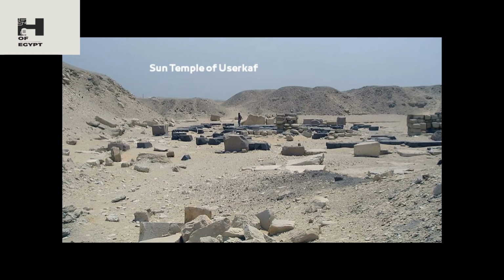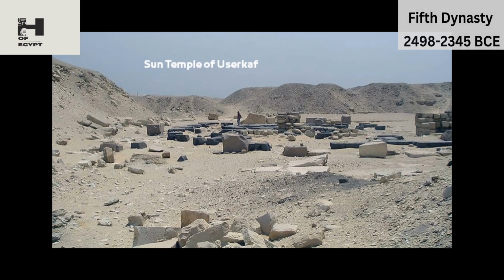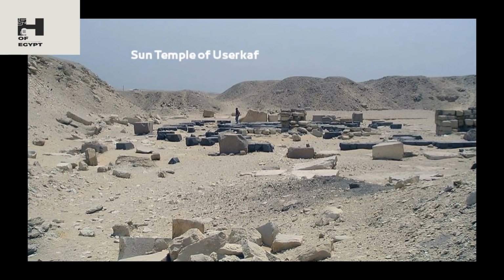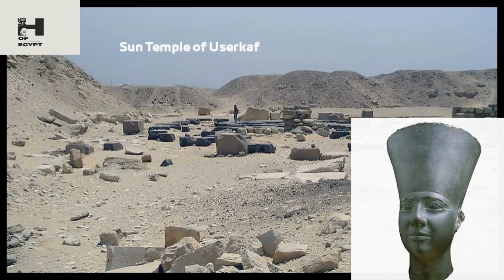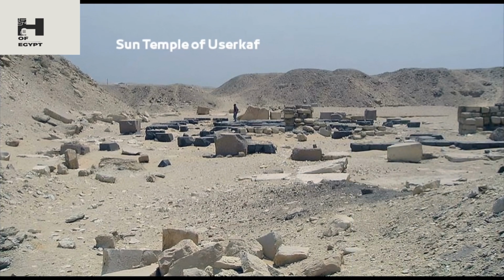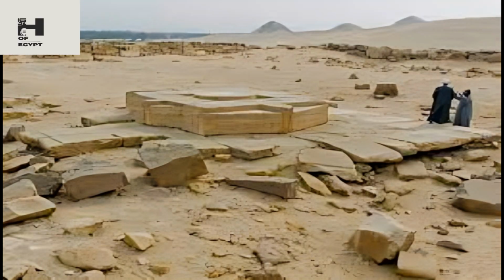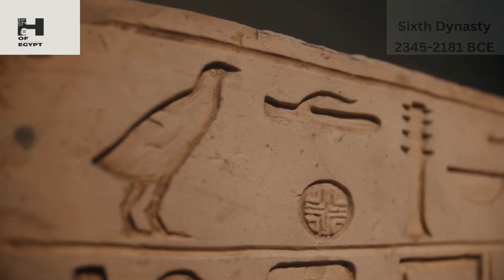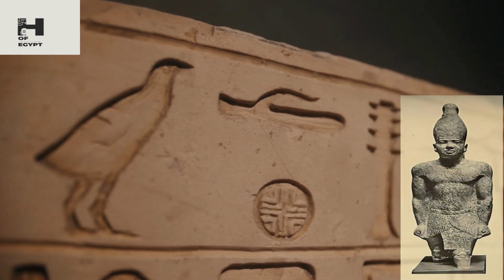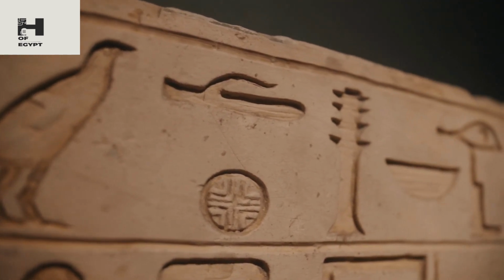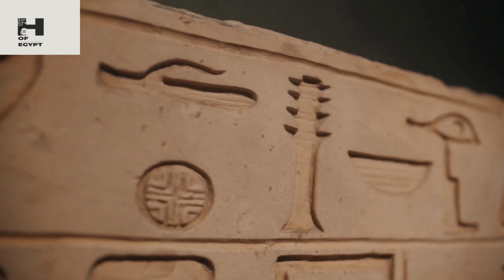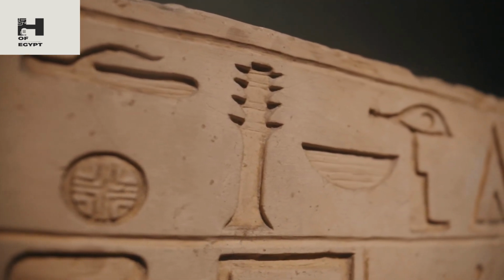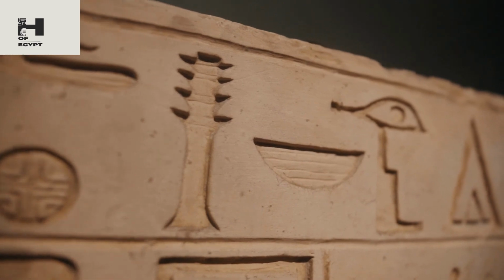Moving on to the 5th dynasty, approximately 2498 to 2345 BCE, led by King Userkaf, this period saw the construction of sun temples, particularly notable in Abu Sir, established by King Userkaf. Lastly, the 6th dynasty, approximately 2345 to 2181 BCE, ruled by King Teti, known for the pyramid texts, included about 8 kings during this era. These texts were significant religious and funerary writings associated with the pyramid complexes of this dynasty.